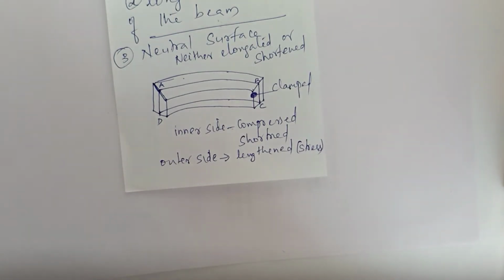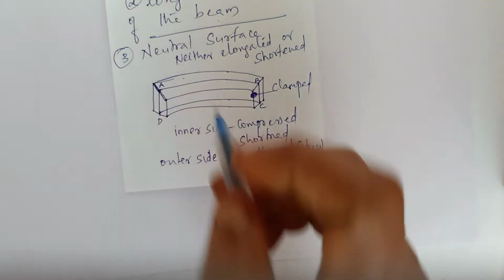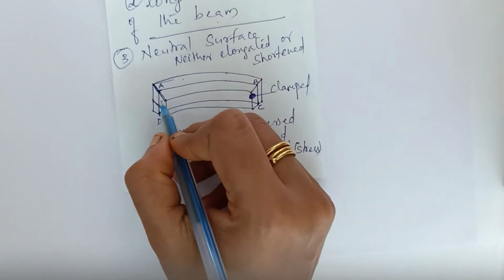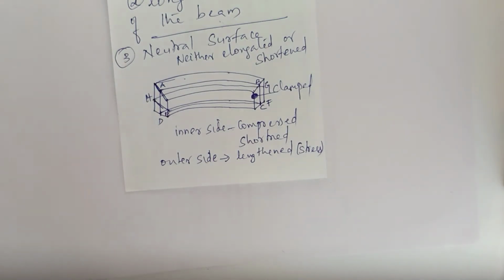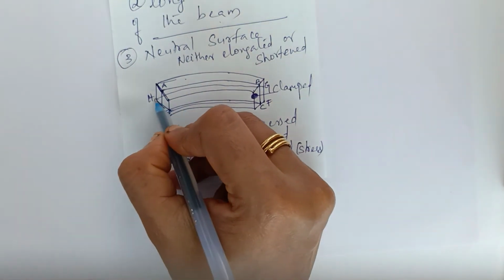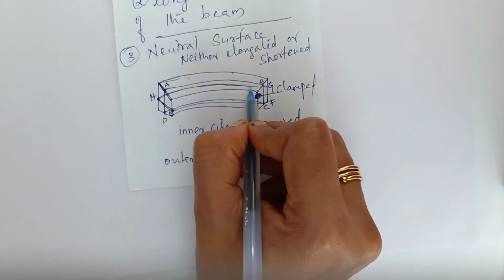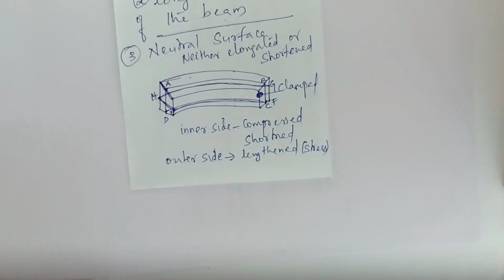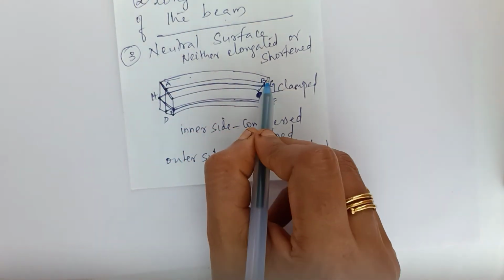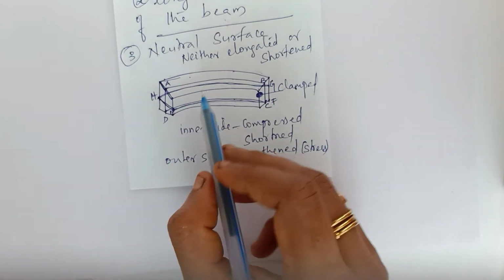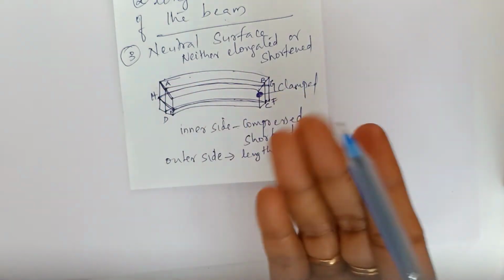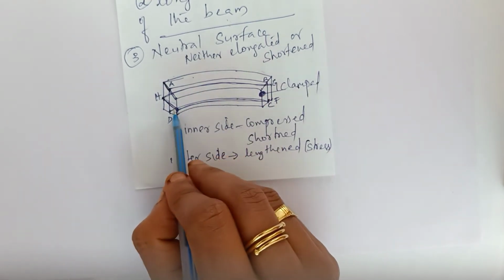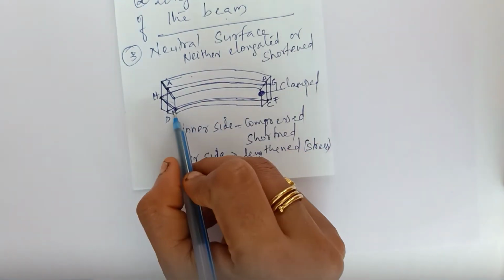Let here there be a surface which is neither elongated nor compressed. This is EFGH, the surface which is neither elongated nor shortened. This is our beam, and there are many parallel layers within that beam. One surface among them is neither elongated nor shortened. Let this be E.